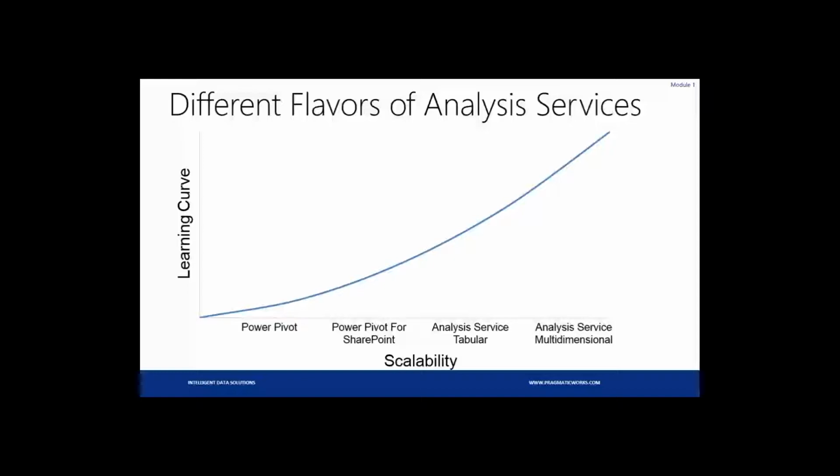Now, as you can tell from the graph here, it's the least scalable of all of these because it's relying on the resources of your laptop or your desktop, but it's also the quickest to learn, and it's the quickest to results. You get the quickest bang for your buck with Power Pivot if you're just trying to create a quick and simple solution. Power Pivot for SharePoint, that's the next level up.